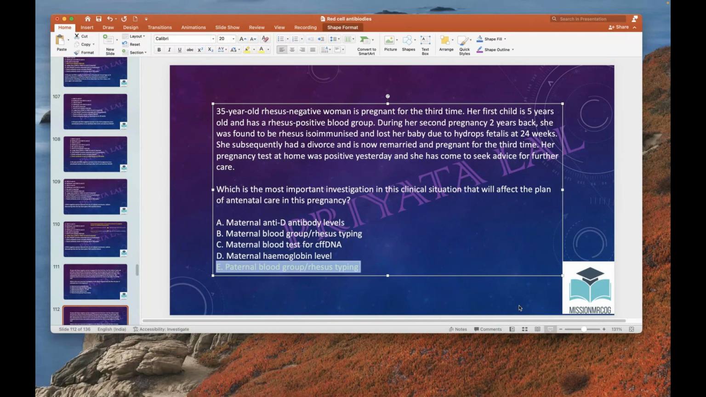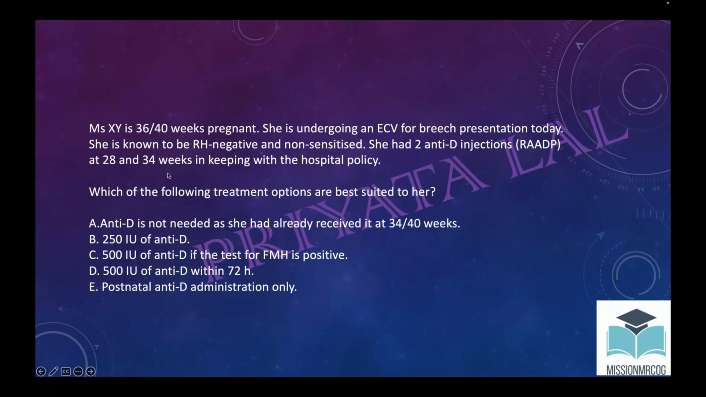The patient is 36 weeks pregnant. She undergoes ECV for breech. She's Rh negative, non-sensitized. Two injections have already been given. So what will you do now?